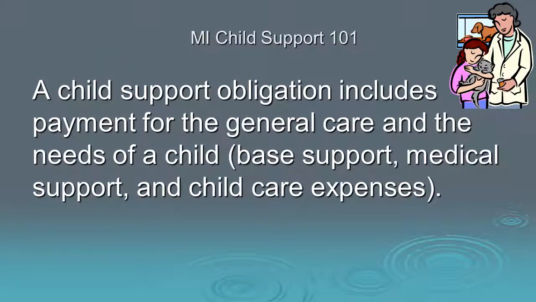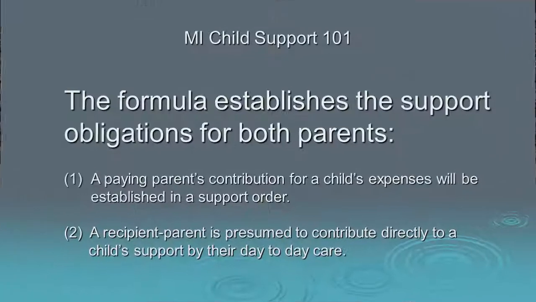A child support obligation includes payment for the general care and needs of a child. It will include the base support, medical support, and child care expenses. The formula establishes the support obligation for both parents. Child support is the paying parent's contribution for a child's expenses, and the recipient parent's contribution to the child's expenses is the day-to-day care for the child.